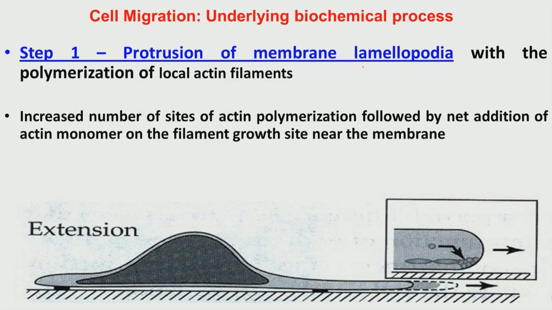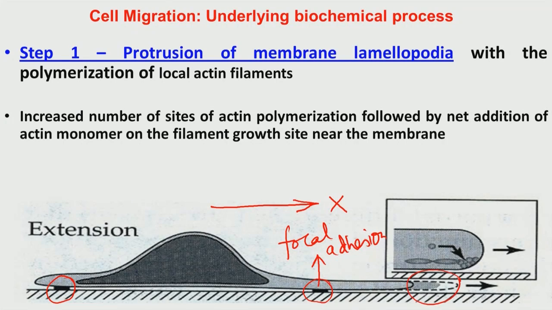So, what is the first stage of this cell migration? The first stage is the protrusion of the membrane lamellipodia. This slide shows schematically a cell adhering on a material substrate. This is your focal adhesion. This is one focal adhesion, this is a second focal adhesion. The cell is trying to move in this x direction, and this is your forward end and this is your rear end, that is the back end.